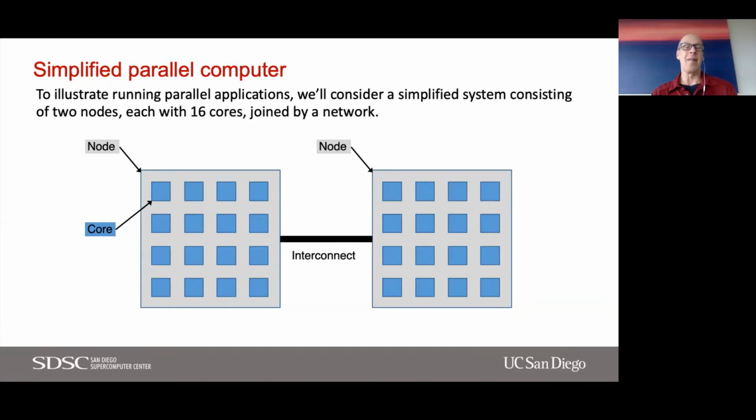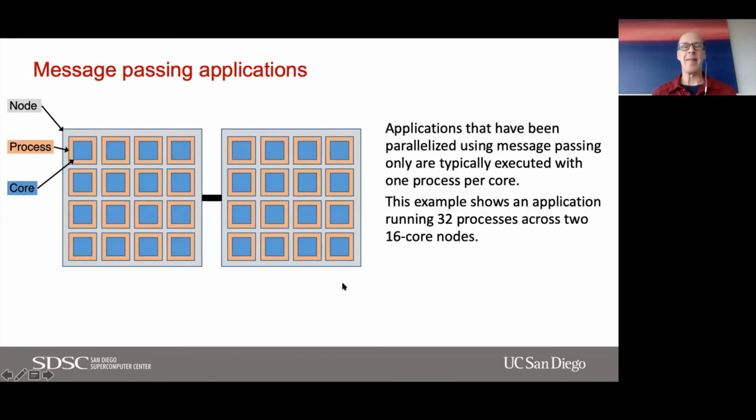And we're going to assume that these 2 nodes could communicate with each other through an interconnect. So this on a supercomputer is going to be typically InfiniBand, which is a very, very high speed, low latency network, or it could be 40 gig or 100 gigabit Ethernet. So using this simplified system, we're going to look at different ways of running hybrid applications.